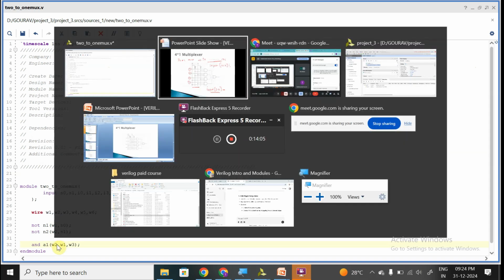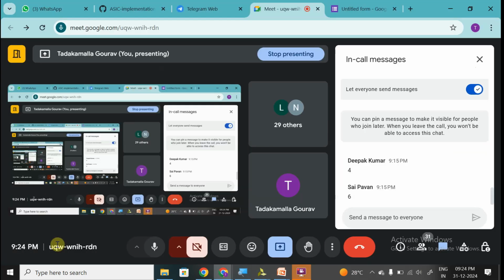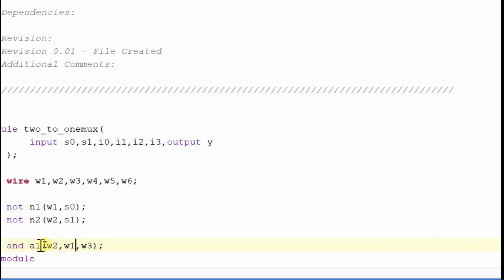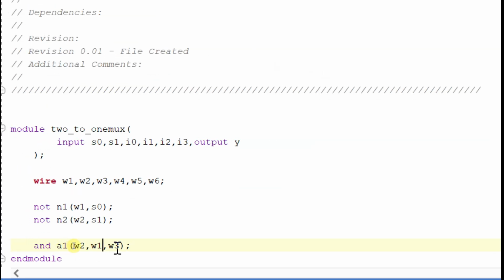Sir, first will be output, then input, I think. Yes. So do remember, for all the logic, all the primitive gates, first we should mention the output. First we should mention the output followed by inputs. Please remember the syntax.